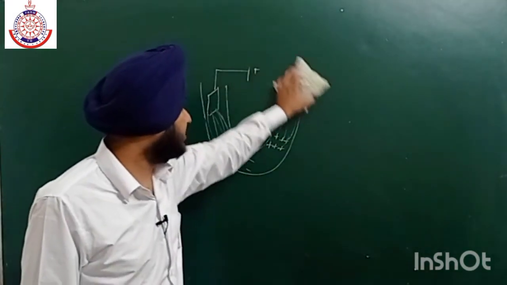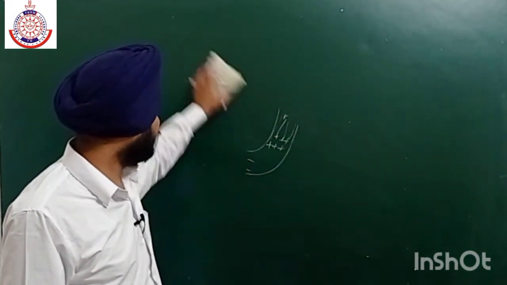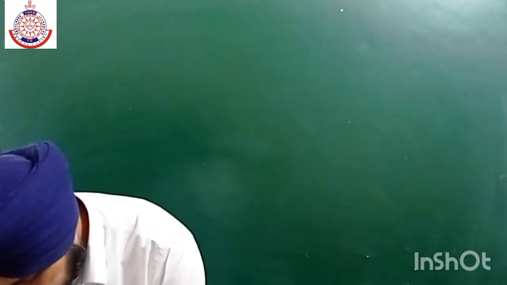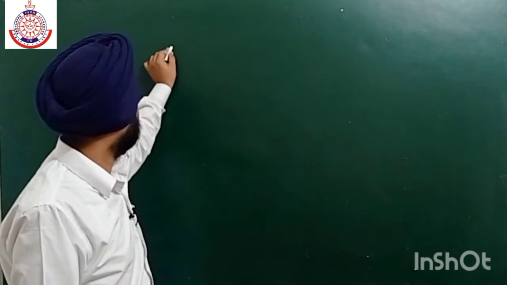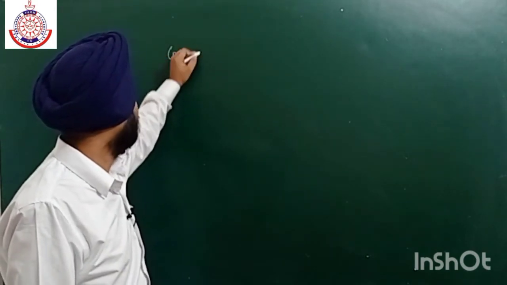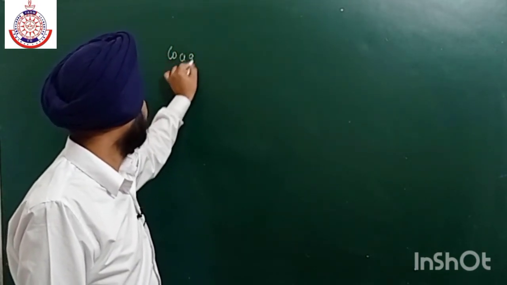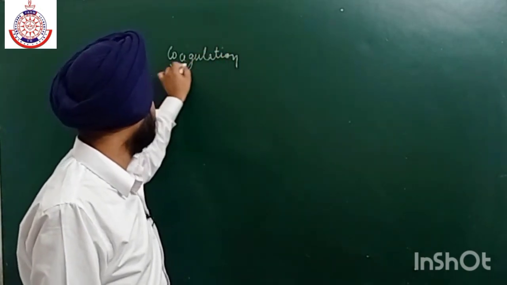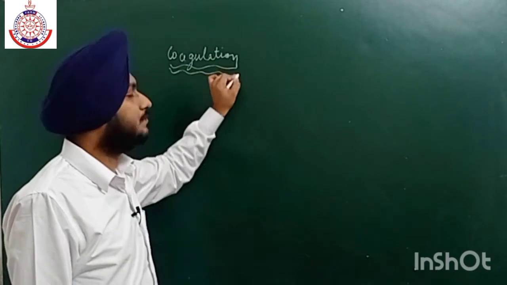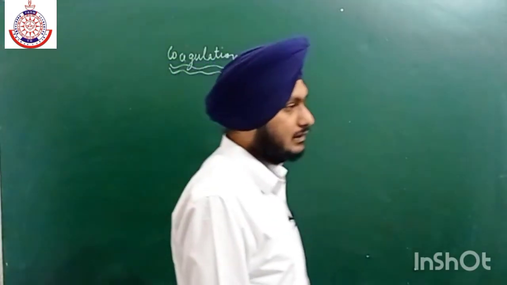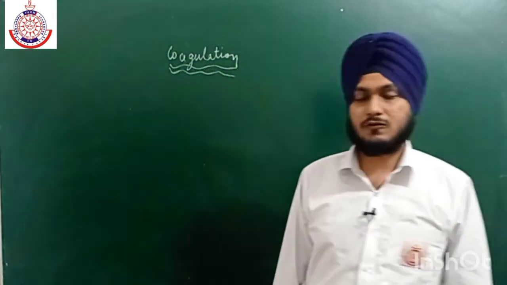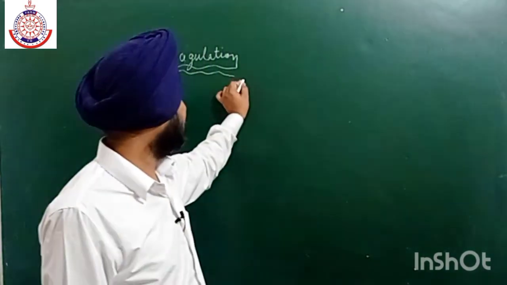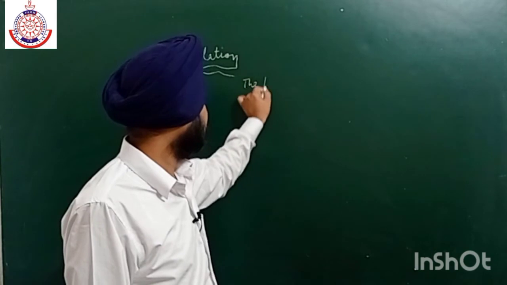Next we have coagulation. We all know that coagulation is the settling down of the charge. So what is coagulation? Coagulation is a process in which the colloidal particles start collecting to form aggregates.